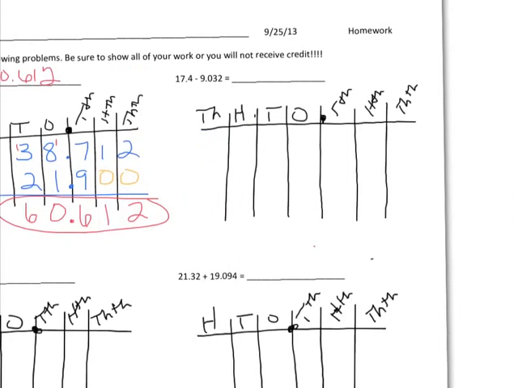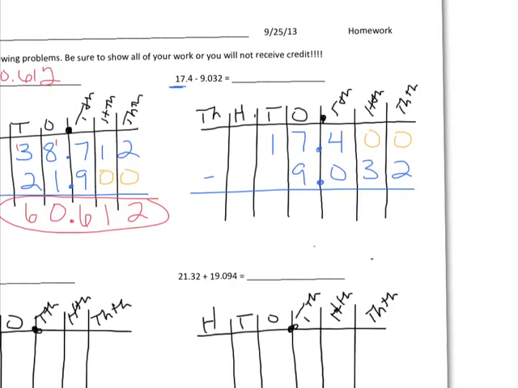For the second problem, we're going to take 17 and 4 tenths minus 9 and 32 thousandths. So I look, and I understand that I've got the ones and the tenths place covered. I have 17 and 4 tenths, and I'm going to subtract 9 and 32 thousandths. Again, I understand that I have two places that have no numbers, so I'm going to put my zeros in there, because 400 thousandths is the same as 4 tenths.